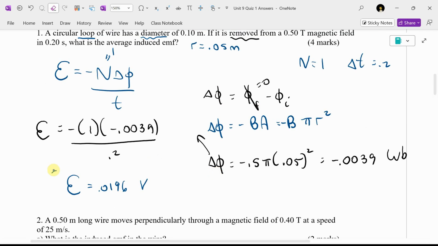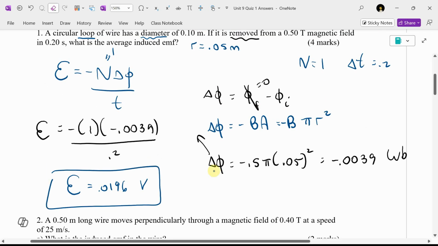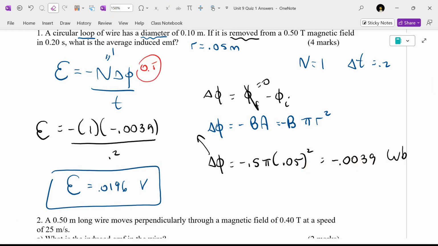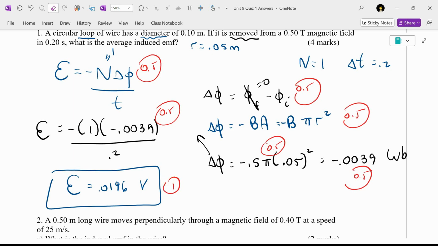If you got this right, I would give you 4 out of 4. Otherwise, I'd probably go something like this. I would give you a half mark if I saw that. A half mark for that. A half mark for the numbers. A half mark for finding the flux. A half mark for that, and then 1 whole mark for the answer. Probably something like that.